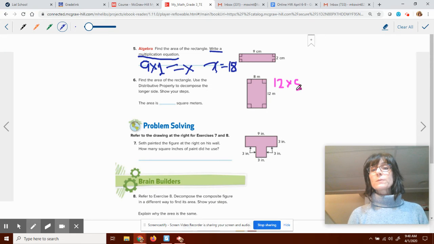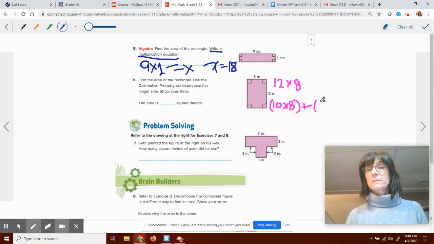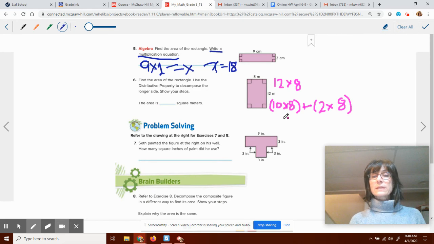Recall the distributive property is when we're saying 10 times 8, and we've got 2 times 8 that we would add to this. We'll see if it's going to let me, oh, it might let me walk this through. And once I solve, we know 10 times 8 was 80. We know 2 times 8 is 16.